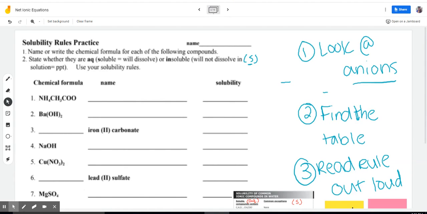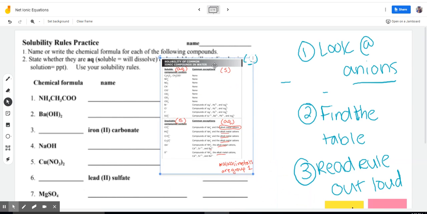Okay, so for the solubility rules, basically what we're going to be looking at is a list of formulas. This is what you're being asked on your assignment. And we're going to be using the solubility rules that are right here.